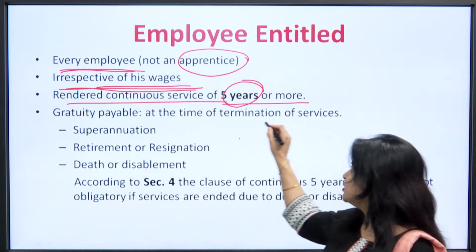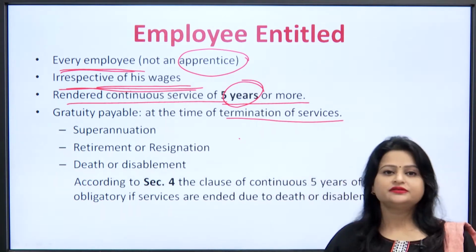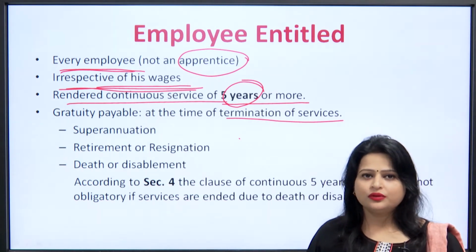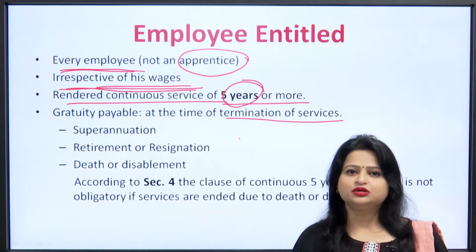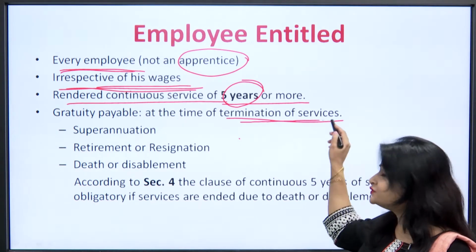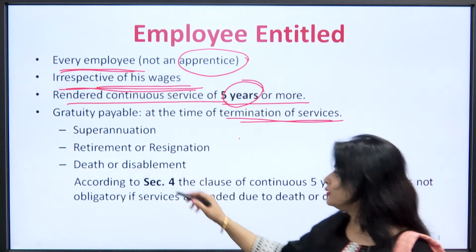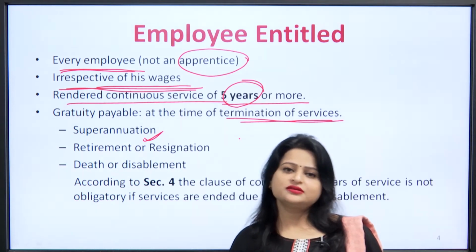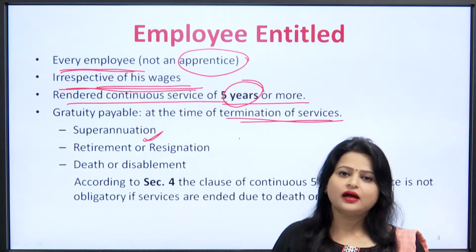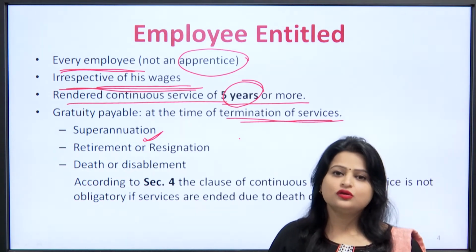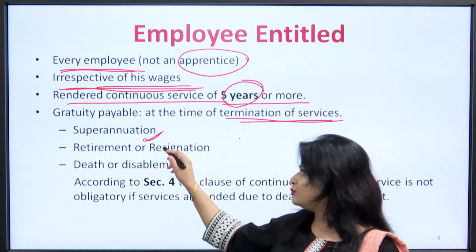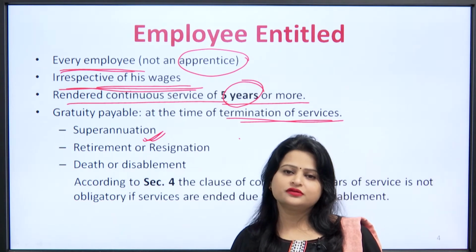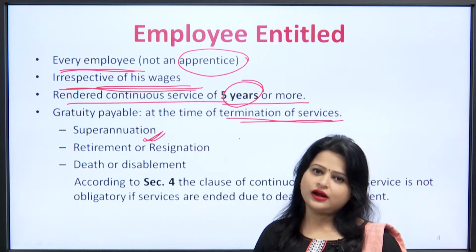Gratuity is payable at the time of termination of services, right? That I have already told you, it is a retirement benefit. So, it will be paid at the time of termination of services. And termination of services can happen in the following ways. The first condition is superannuation. When an employee reaches the age of 58, that is called superannuation. So, when an employee reaches the age of 58 and due to that there is a termination of services, at that time the gratuity will be paid.